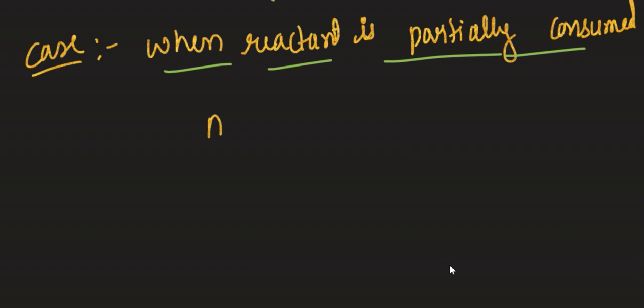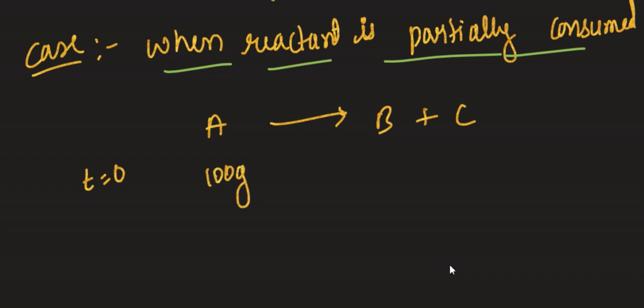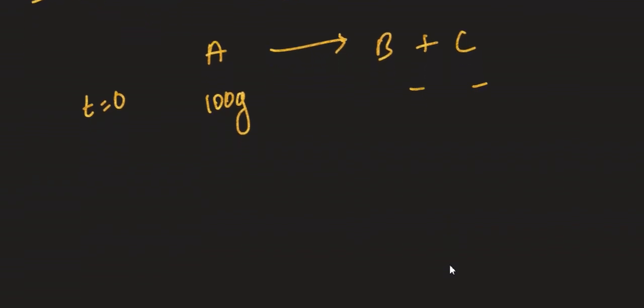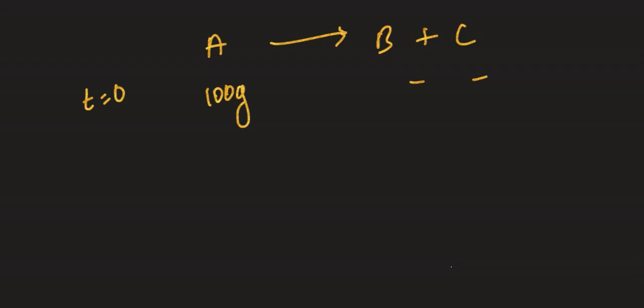Okay, for example, if I take A gives rise to B plus C. When T is equal to 0, I took 100 grams. So do you get any product here? No. Why are you not able to see the product? Because T is equal to 0. What is the meaning of T is equal to 0? Time is 0. What does it indicate? Reaction is not started. When the reaction is not started, you are not going to get any product. Okay, now moving to the next one, when T is equal to T seconds, that means after some time.